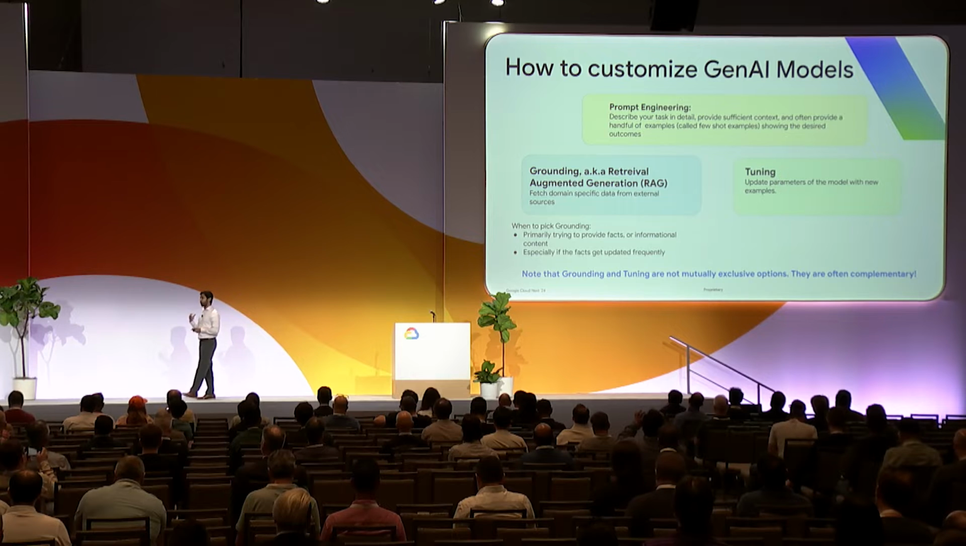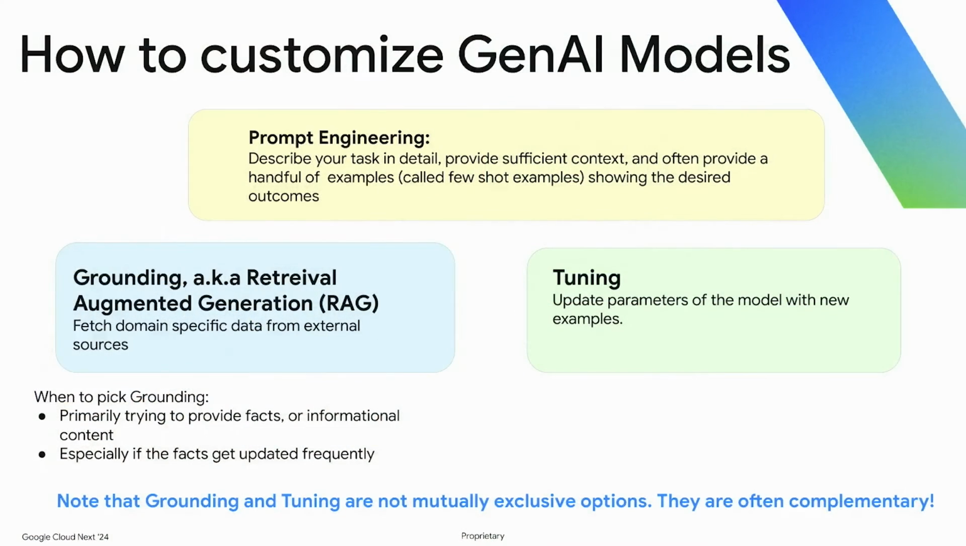Now, if what you're primarily trying to do is feed factual information, facts and factual information is largely what you're trying to feed the model, then grounding is a good option, particularly if this factual information is also going to be changing at a regular cadence.